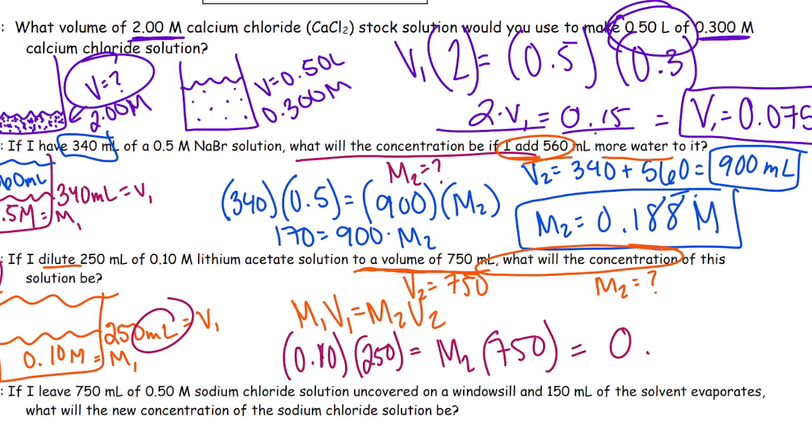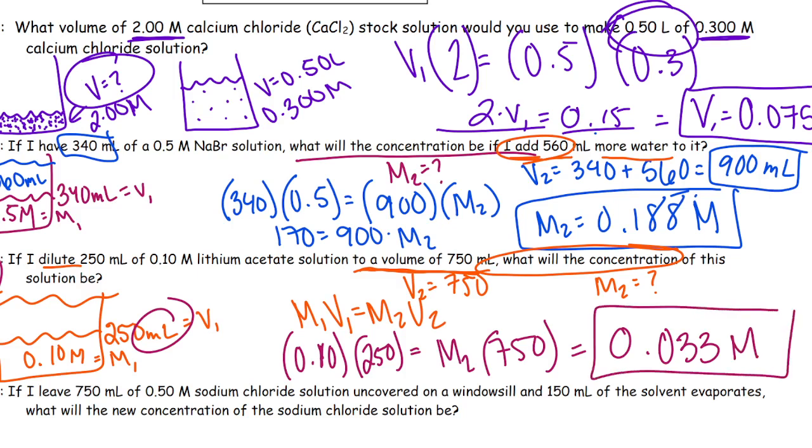I already forgot what it said. Is this what y'all got? Yes, no? 0.033? Okay. And what is our unit? M for what? Molar. Good. Perfect.